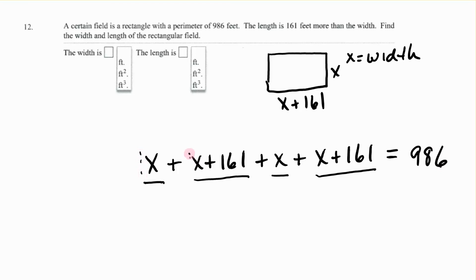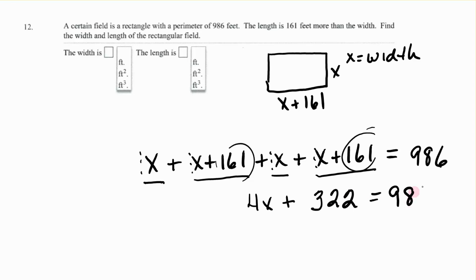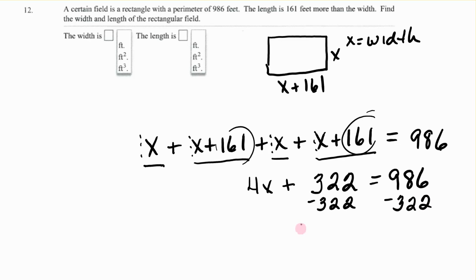Each of these has a coefficient of 1. That means I have 4x plus 161 plus 161, which is 322. That's equal to 986. Subtract the 322. I end up with 4x is equal to 664.